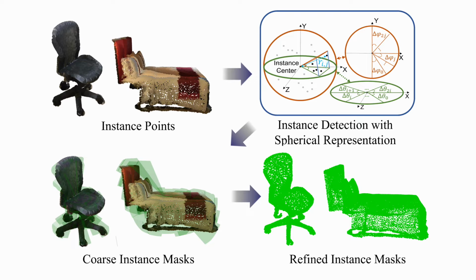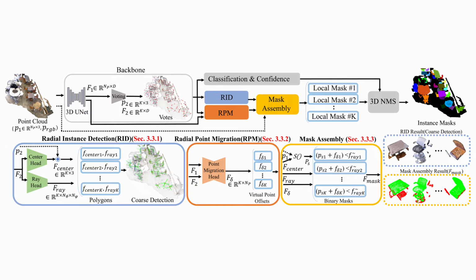In summary, Spherical Mask consists of two modules. First, the coarse instance masks are acquired by performing radial instance detection in spherical coordinates, where the instances are defined with their centers and the radius in each spherical sector, as in the top right figure. Secondly, the coarse instance masks are refined using the radial migration module that moves each point in or outside of each spherical sector by referring to the coarse instance masks. This is the flow diagram of Spherical Mask.